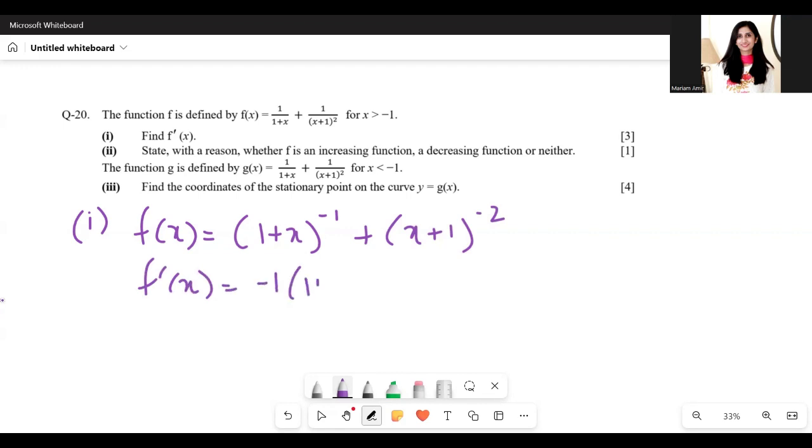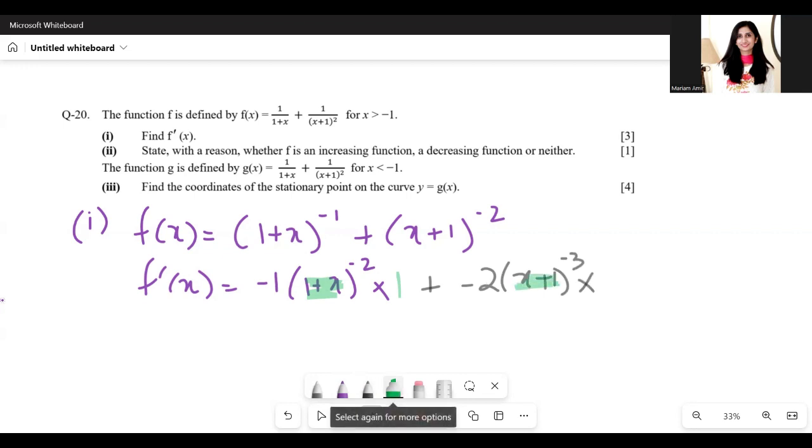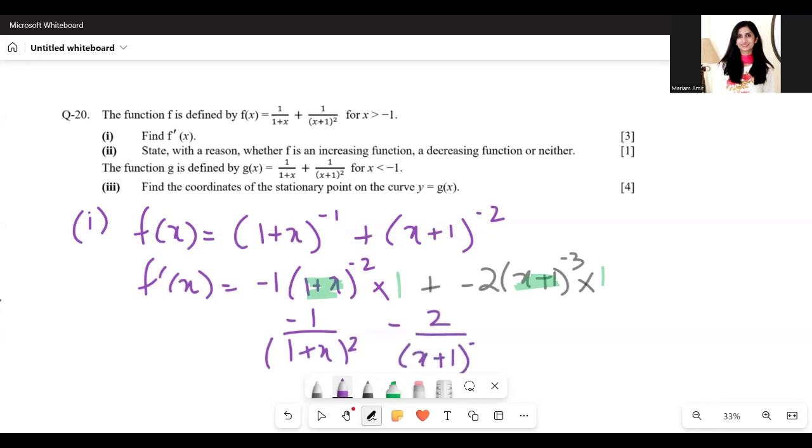Negative 1, (1+x) to the power -2 times the derivative of 1+x, which is just 1, plus -2 comes down, (x+1) to the power -3 times the derivative of x+1, again just 1. So that gives us -1/(1+x)² and -2/(x+1)³. This is f'(x).